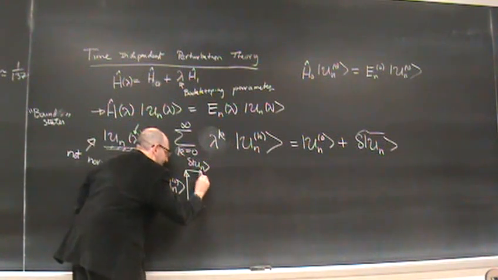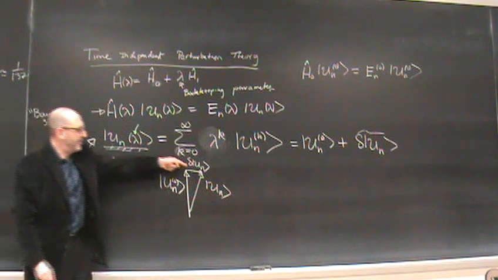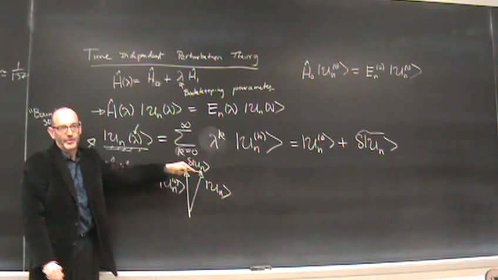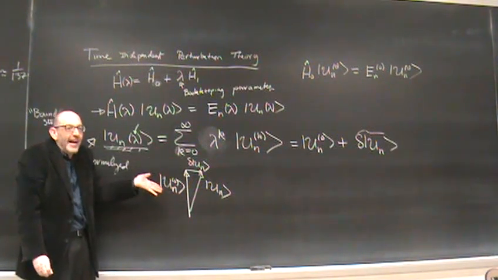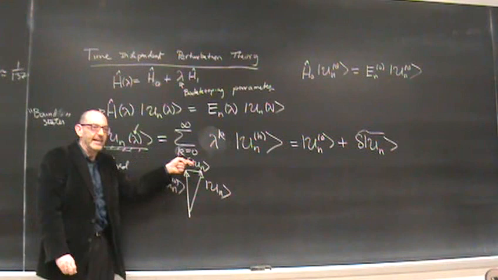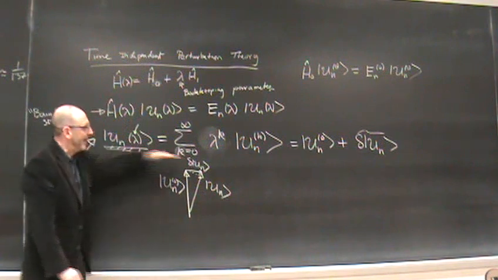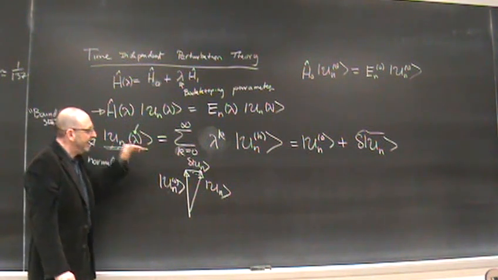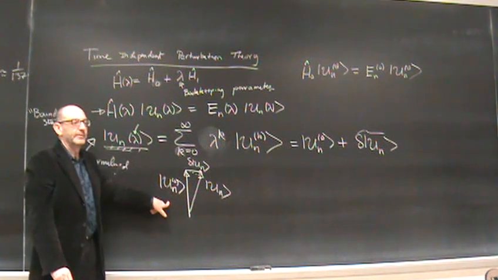So this is how the perturbation affects the state perpendicular to it. How it changes it along the state is irrelevant. That just gets renormalized. All I care about is how it changes. Then the true state would just be, I'd renormalize it. So what I care about is how the perturbation changes the eigenstate along the direction perpendicular to it. Okay?